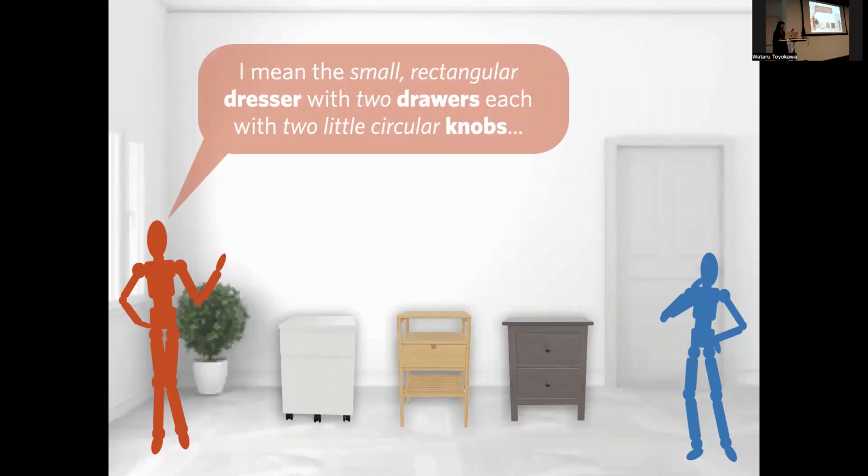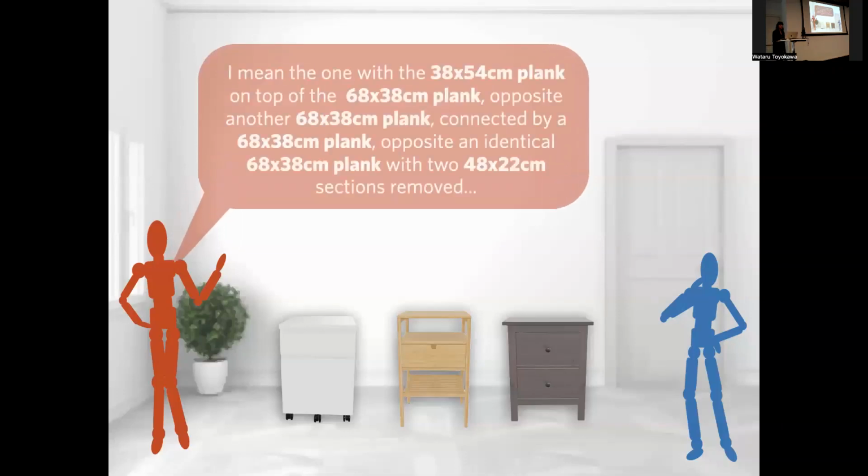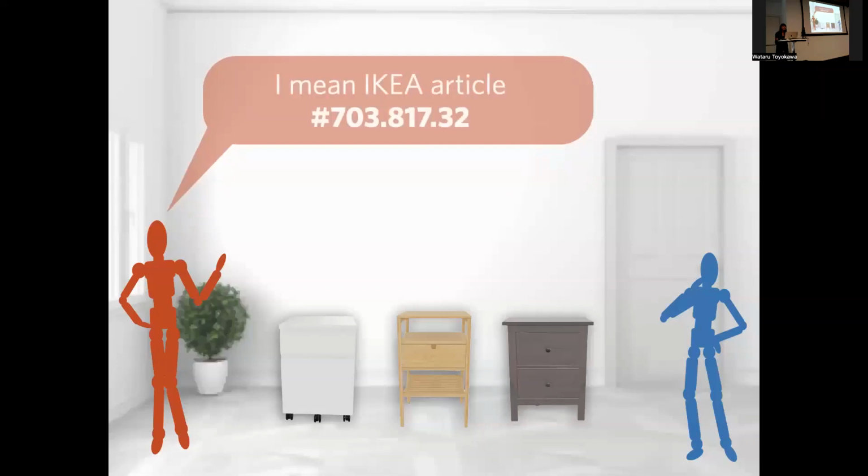So someone might, looking at these best-selling nightstands from the IKEA catalog, talk about the small rectangular dresser with 2 drawers each with 2 little circular knobs. But there's nothing in principle stopping that same person from reaching for entirely different words to talk about that same object, like the one with the 38 by 54 centimeter plank on top of the 68 by 38 centimeter plank, and so on. Or even invoking its unique product identifier. I know this because I actually looked it up for this talk.